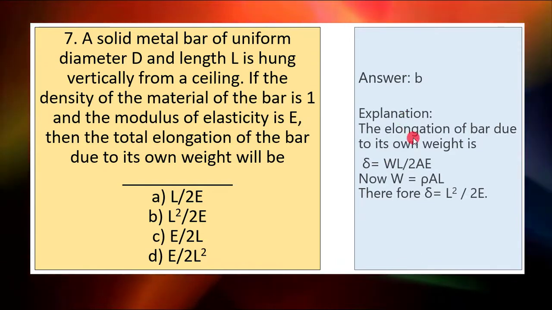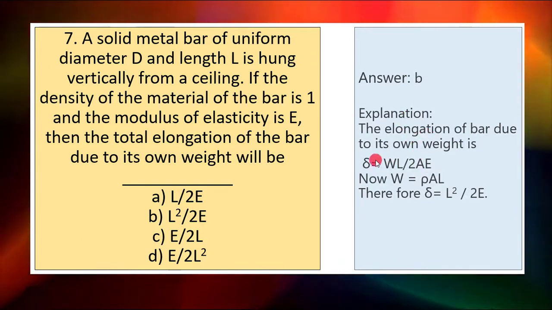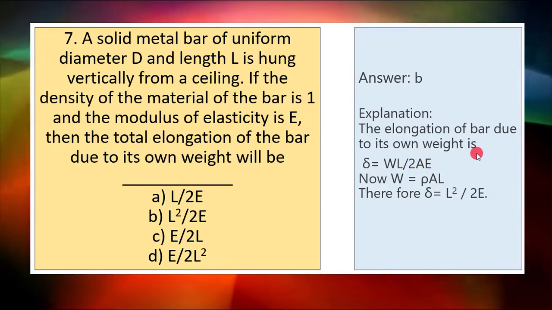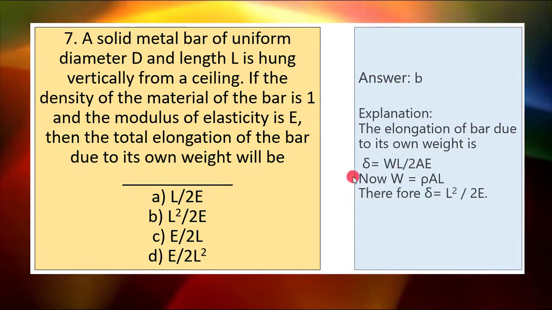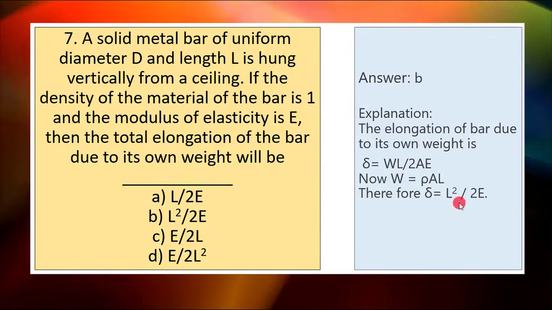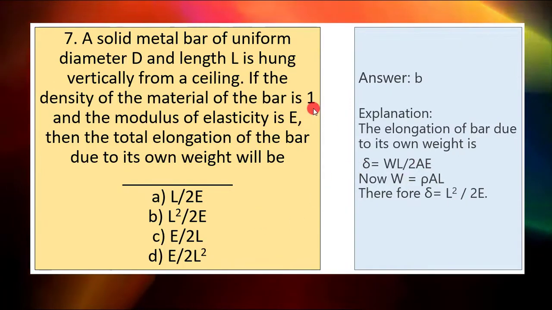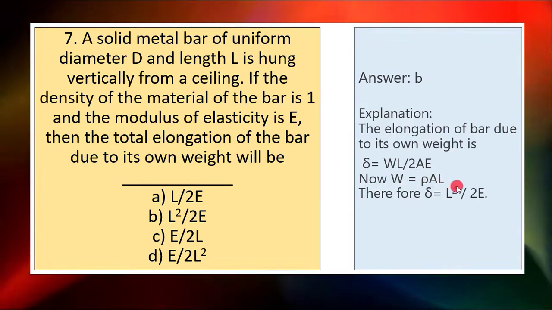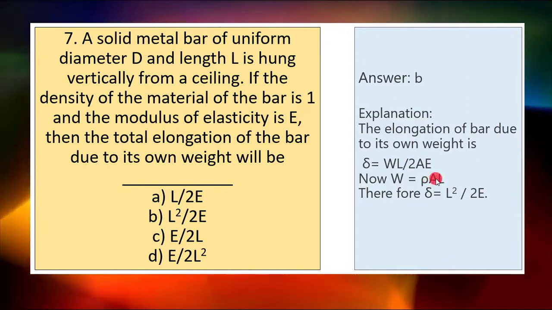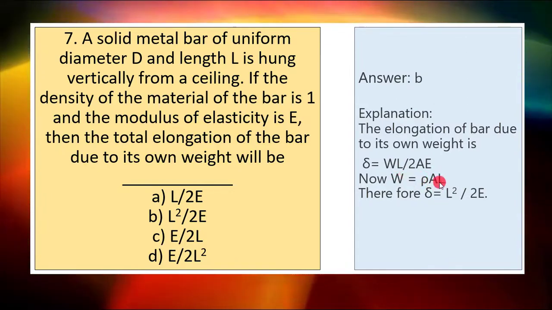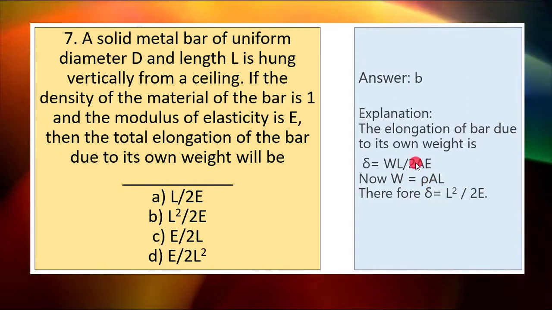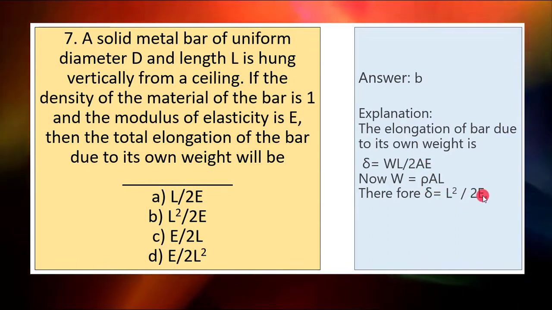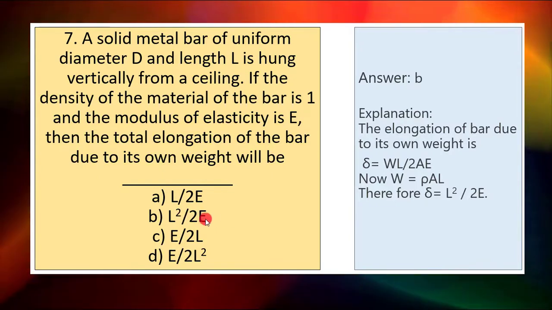Friends, for elongation, we need to remember this formula, that is delta equals WL by 2AE. Please do remember this, because from this formula we can derive an equation for this question. See, they have given density as 1. So we know that W equals rho into A into L. If we substitute rho equal to 1, then we will get W equals A into L. Substituting this into the equation, we will get delta equals L square by 2E, which is option B.